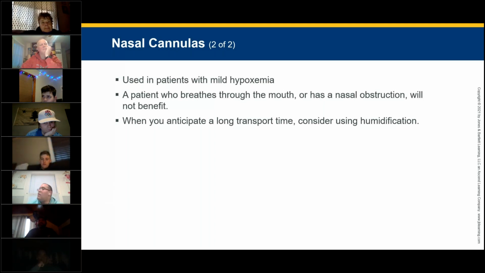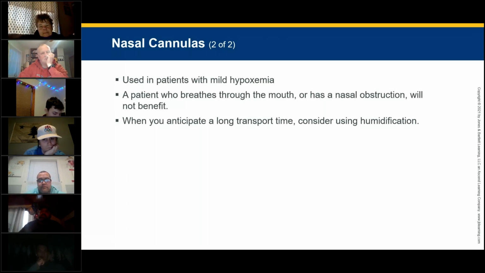Some EMS systems have humidified oxygen if you're doing extended transports. Basically, when these are in a patient's nose for a long amount of time, it dries the nose out. So attaching some form of a humidifier to it will help keep that area from drying out and becoming painful.